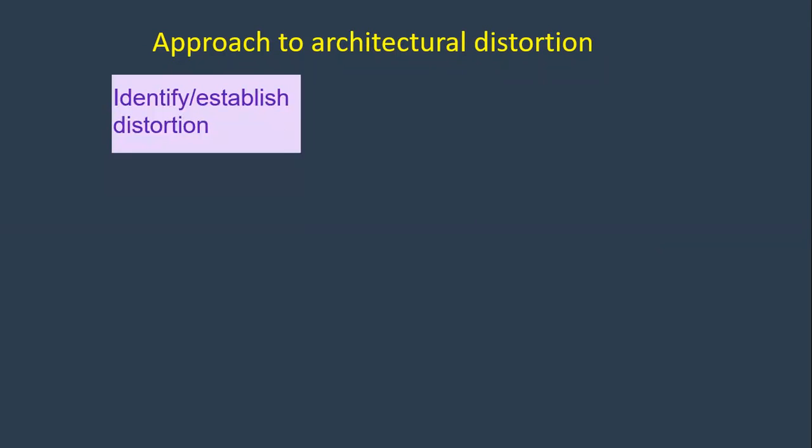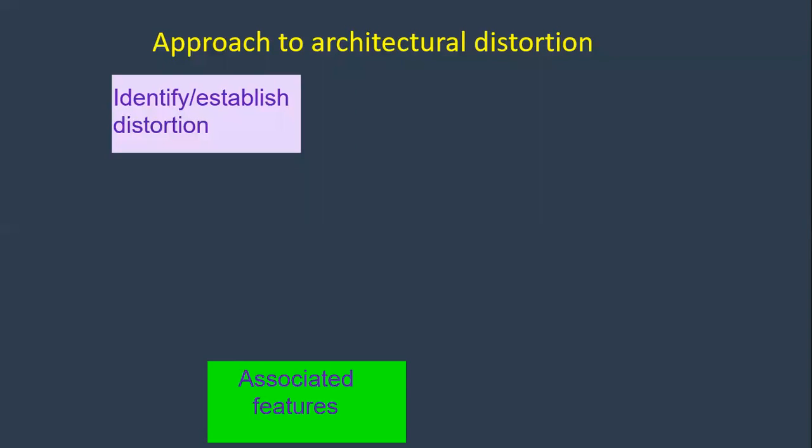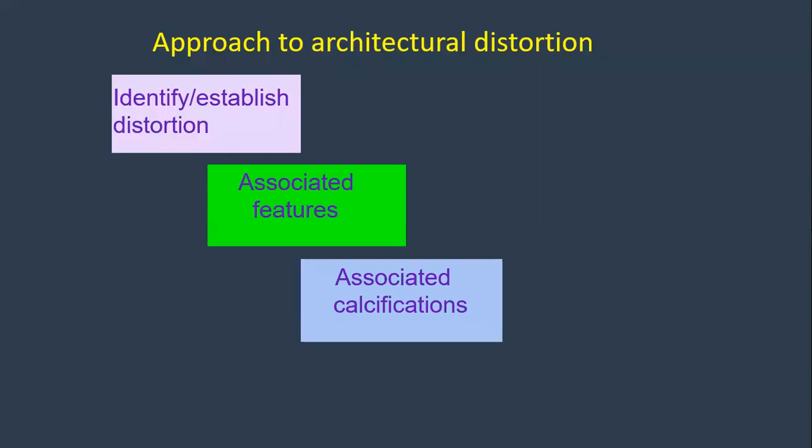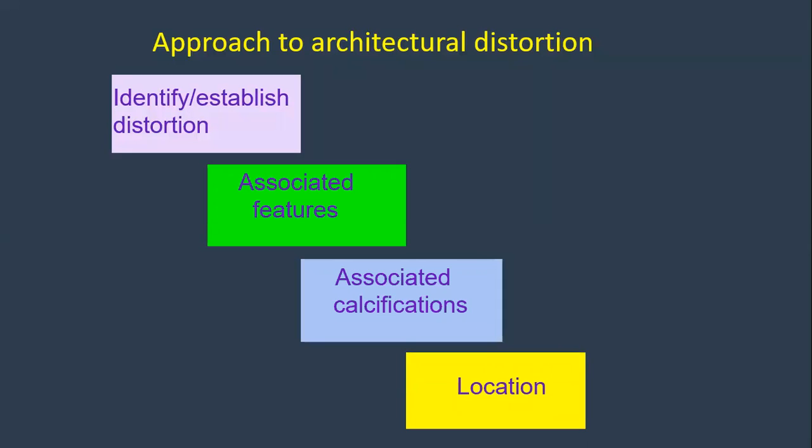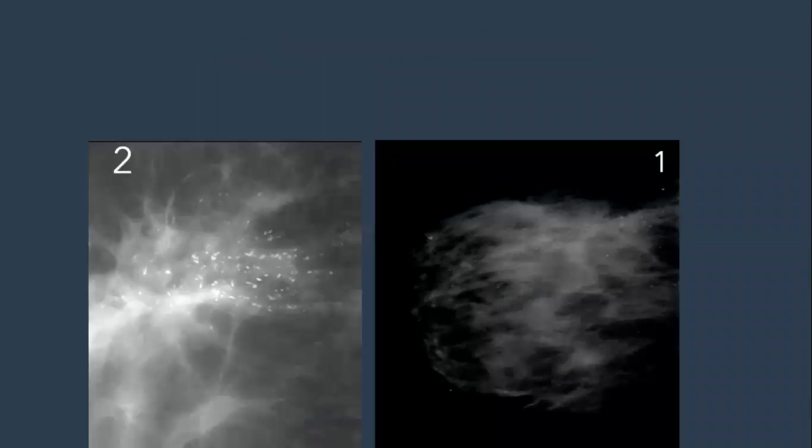As we describe, we identify or establish the distortion, look for the associated features, associated calcifications, and then the locations. Okay, so here, two different cases, 1 and 2, the architectural distortion associated with microcalcifications.